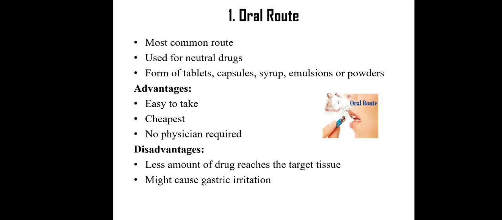First, we will talk about the oral route. It is the most common route. Use of enteral drugs, in the form of tablets, capsules, syrup, emulsions or powders. So that means in the oral route, most of the medicines are taken orally, along with the enteral drugs. Their route also remains oral. Here are some examples of forms of medicine such as tablets, capsules, syrup, emulsions or powders, all of which can be taken by the oral route.